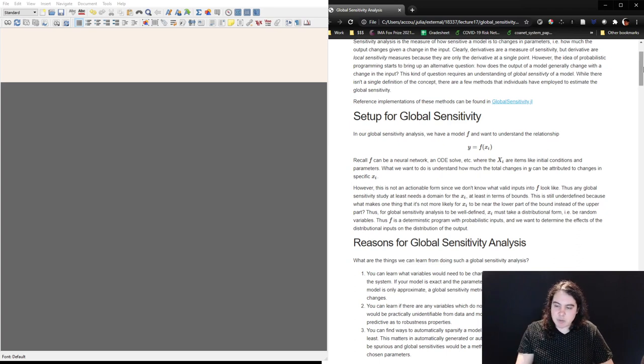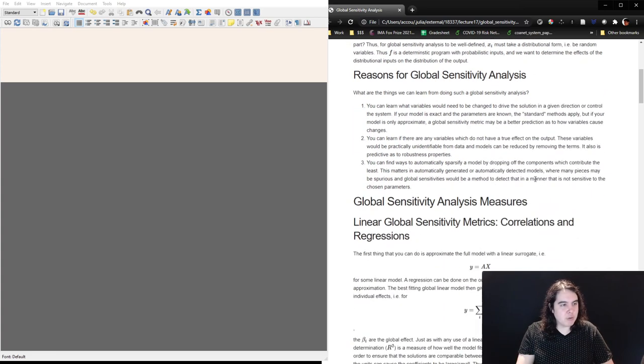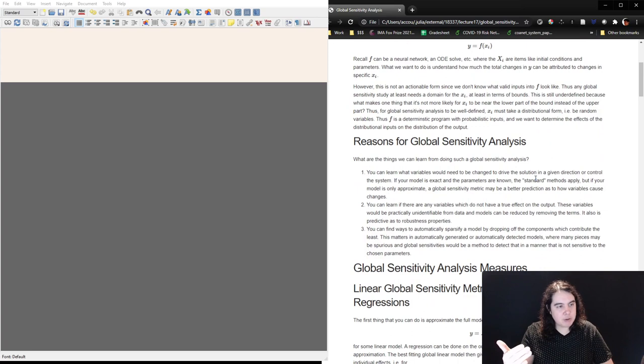And so the main reason why we do global sensitivity analysis is because in a lot of cases, you cannot trust your model well enough to know that you have the right parameters. So if you don't know if you have the right parameters, you can't necessarily just take a gradient to be able to tell you how things change. You need to kind of have a more general sense, right? You need to have a probabilistic sense of how things change. So let's start digging into some global sensitivity methods to see how they work.